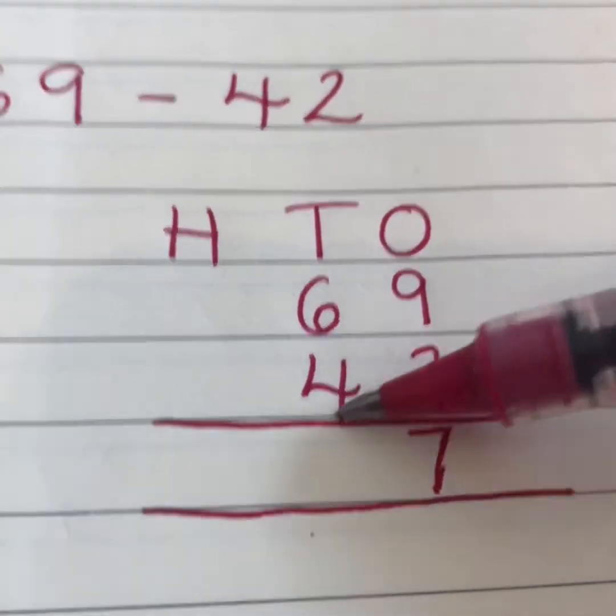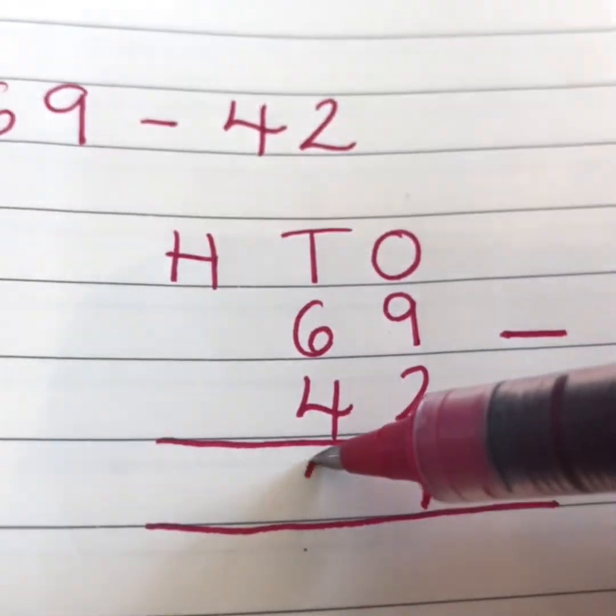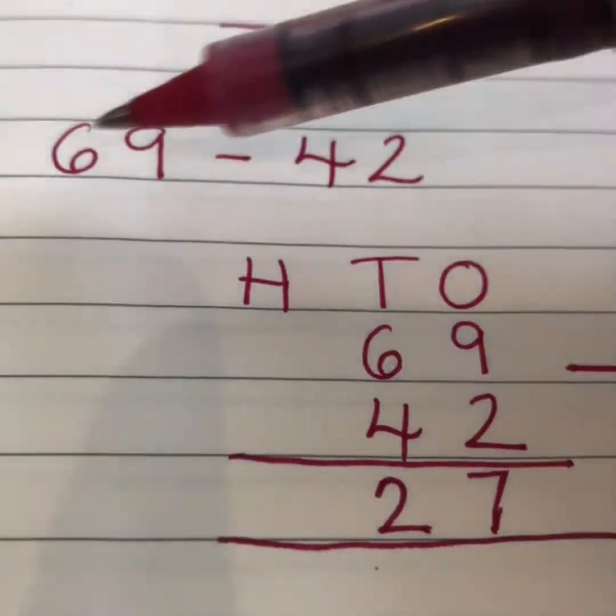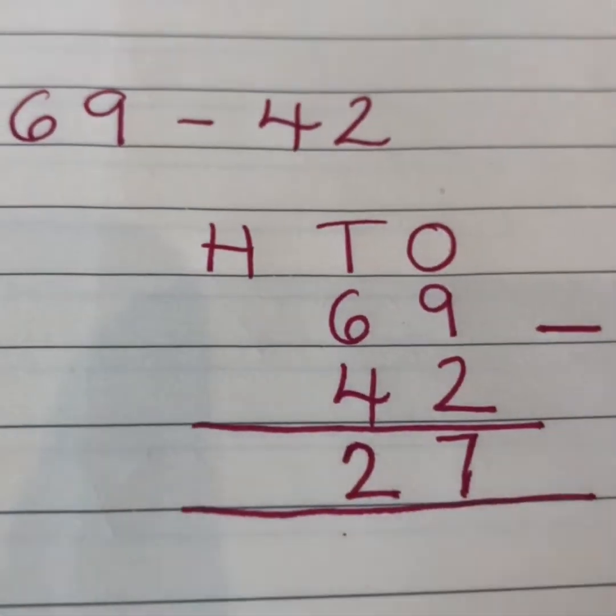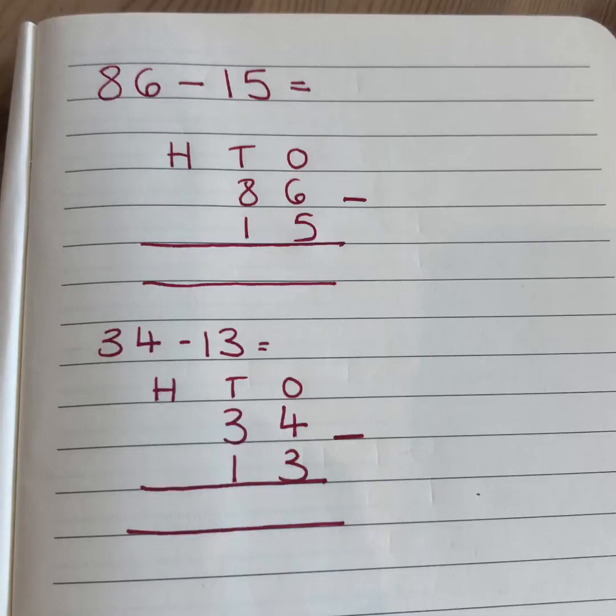6 tens take away 4 tens is 2 tens. And the answer to this number sentence is 27. So pause the video and have a go at these two.